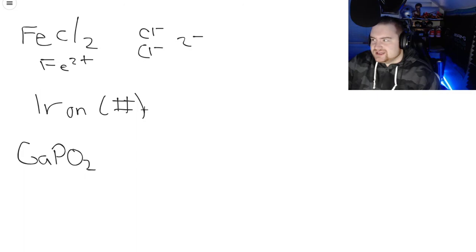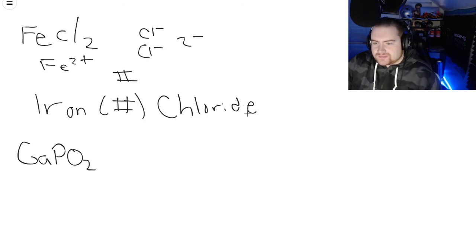That's not supposed to be a hashtag. It's supposed to be a Roman numeral II, but you know, I've got a scuffed setup here. Iron(II) chloride for that.